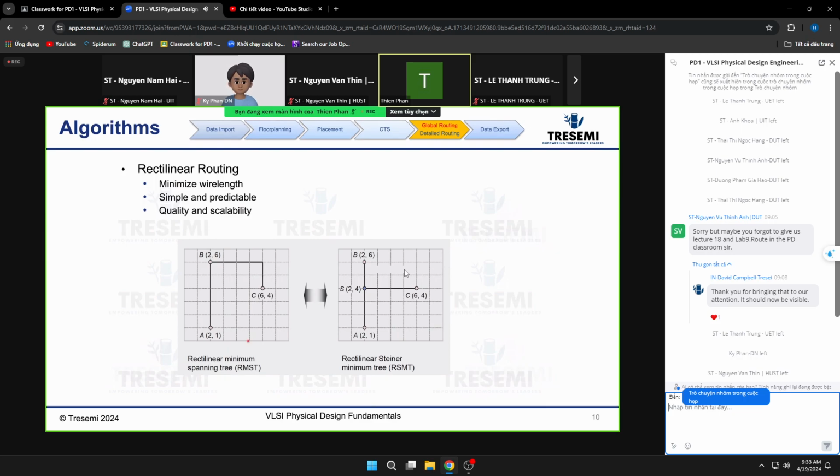As you can see here, just look quickly from the left to the right, right? If you add up the wire length, from A to B is the same, right? But then from B to C, in total you have like 6 units, right? So on the right here, instead of going directly from B to C, let's go to this point.